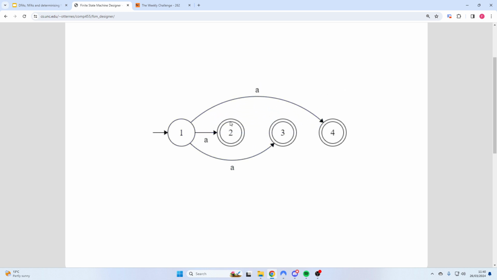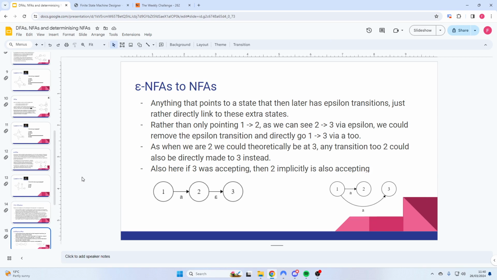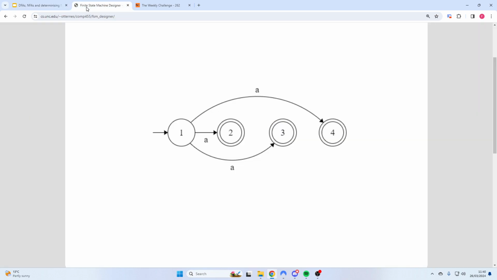And here, just doing those 2 steps, we've converted this ENFA to an NFA. Does that make sense? So it's just skipping the epsilon transitions by doing them directly, and then also making any further along accepting states propagate the acceptingness back to the earlier states.